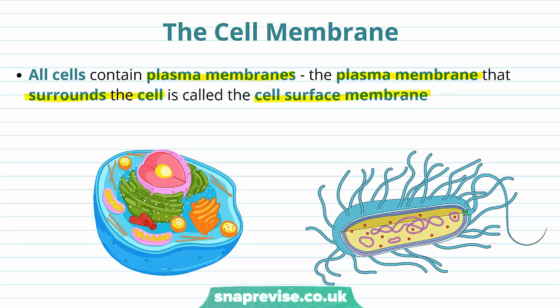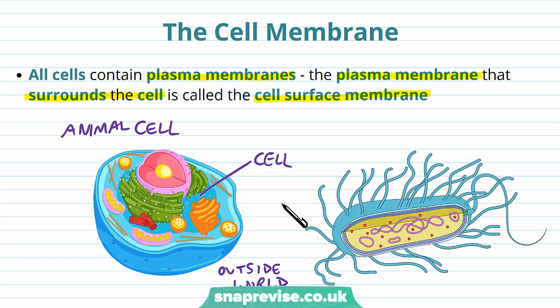So for example, if we were to take an animal cell like this, so this could be a cell from a human for example, it's got to have a barrier which separates the cell itself from the outside world. And if it didn't have such a barrier, then all of the contents would simply spread out and there would be no entity to the cell whatsoever. So this barrier around the edge of the cell is known as the cell surface membrane.